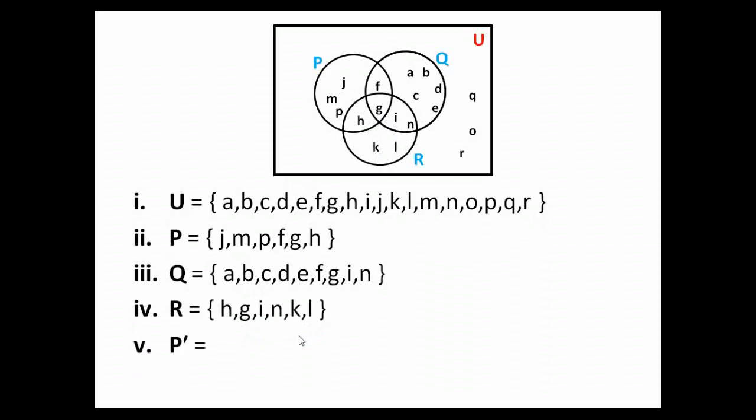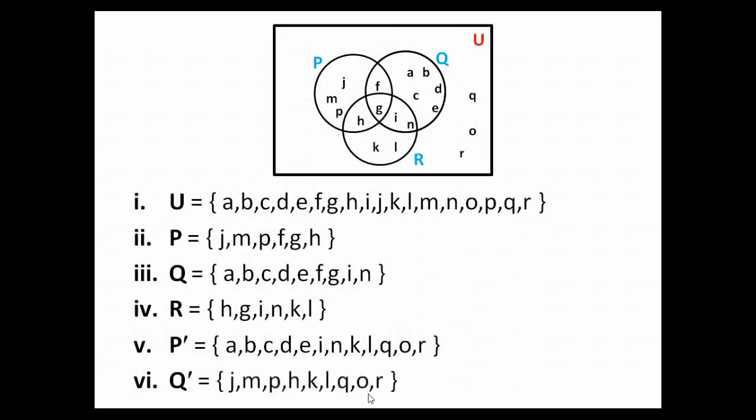Okay. Next, P complement means the elements excluding the elements that are present in P. So all the elements outside we have A, B, C, D, E, I, N, K, L, then Q, O, R. Clear? Next, Q complement. All the elements excluding the elements present in Q. So they are J, M, P, H, K, L, Q, O, R.